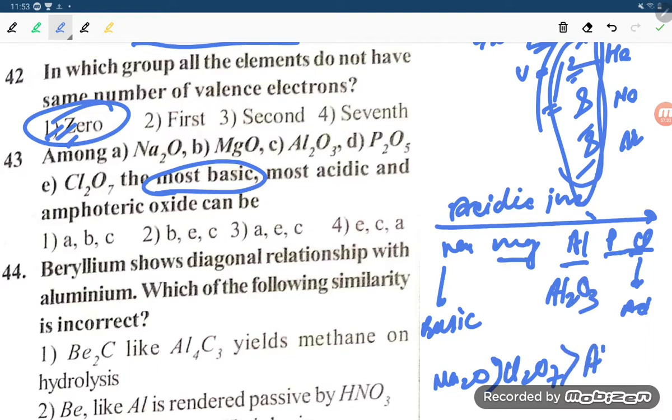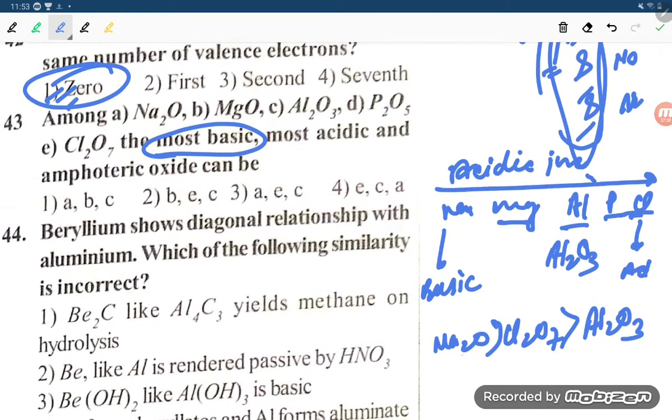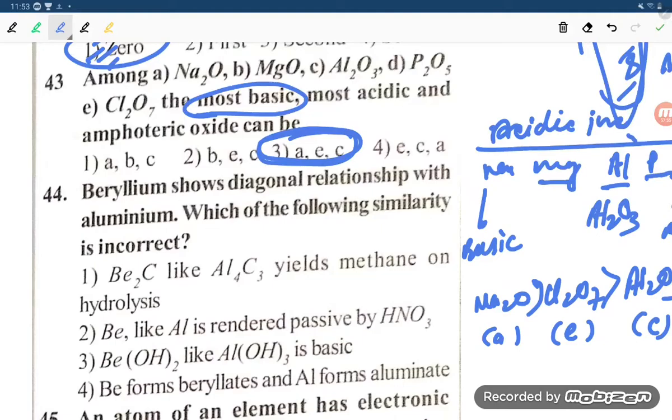So we have to check with the options, student. Na2O, which is A, Cl2O7, that is E, and Al2O3, that is C. AEC. So the correct option is option number 3, AEC. Question number 43, option number 3 is correct.